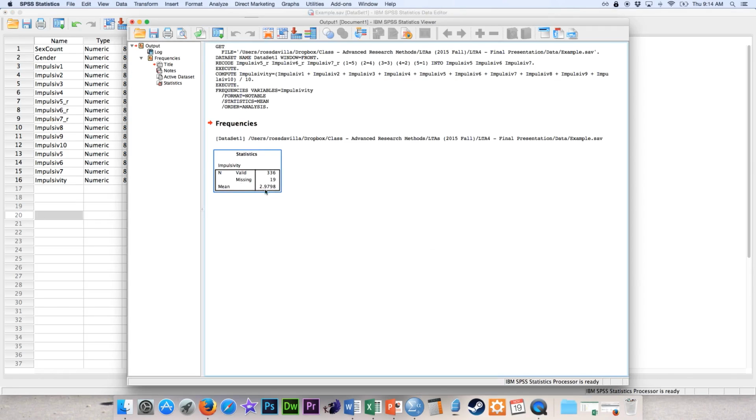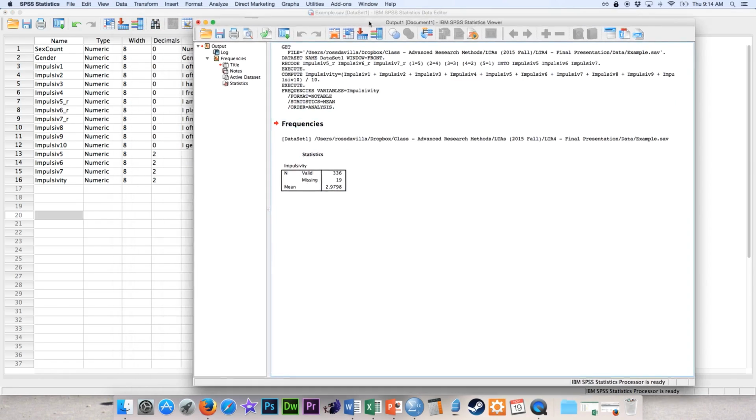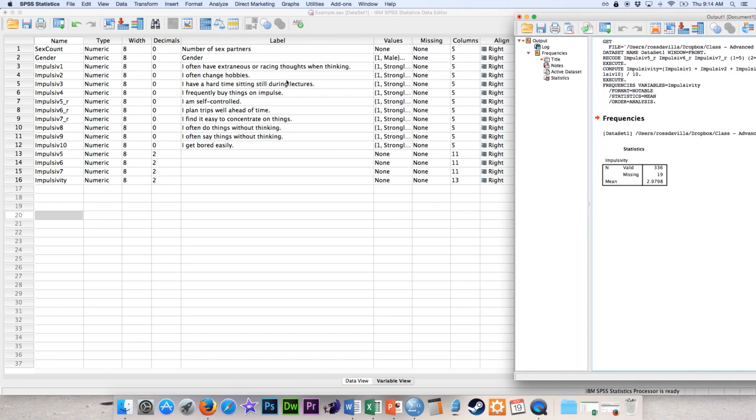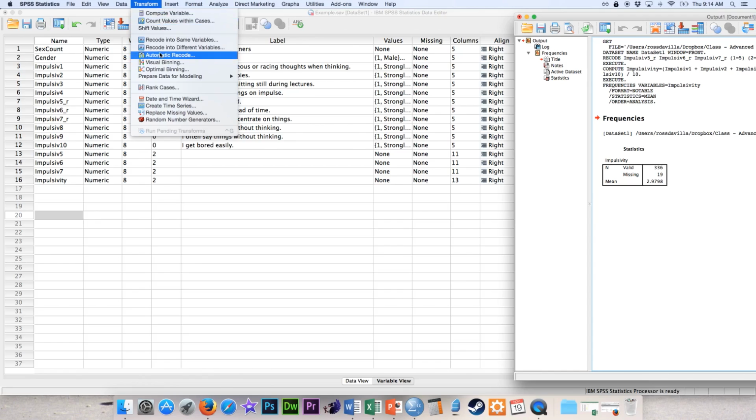And in this case, the mean is right around 3. It's 2.97 or 2.98 if we rounded it up. So then to make a categorical variable where everybody below this is low and everybody above this is high in impulsivity, we're going to go Transform, Recode into Different Variable.